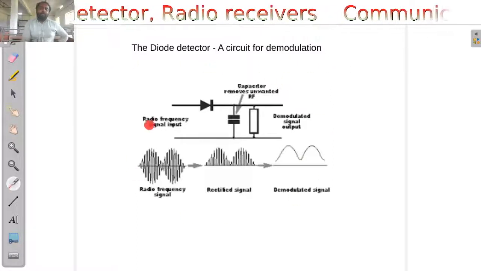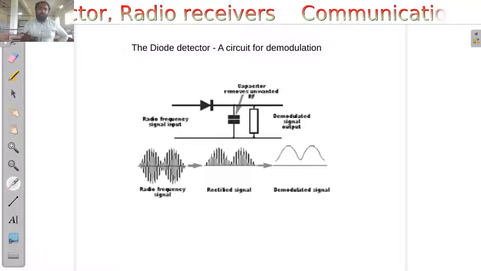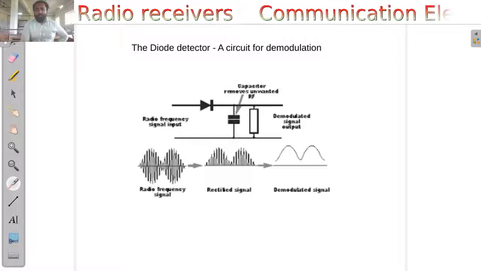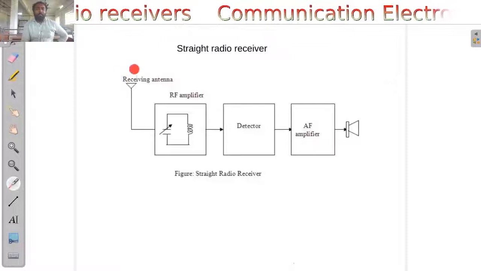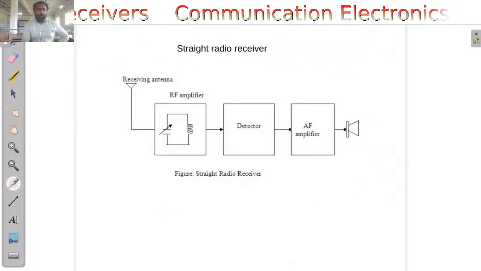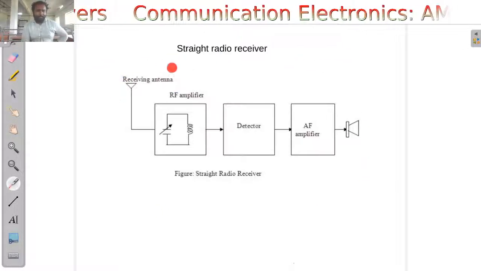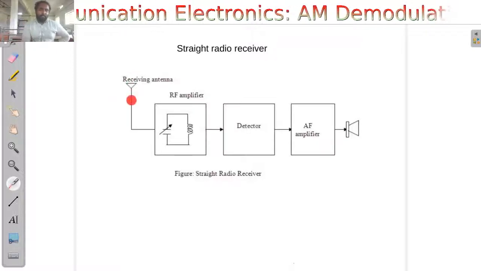And you can use this diode detector in a kind of radio receiver called a straight radio receiver. And this is the block diagram representation of a straight radio receiver. What we essentially do is we receive the radiated modulated signal through a receiving antenna.